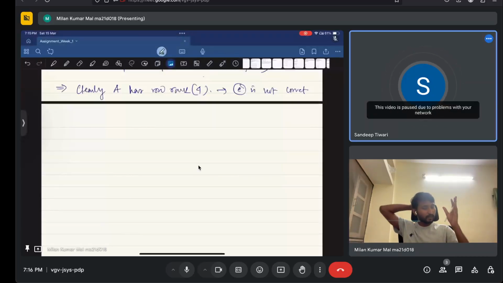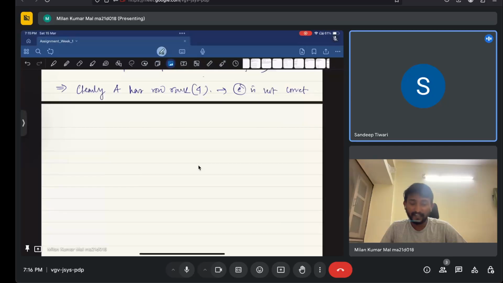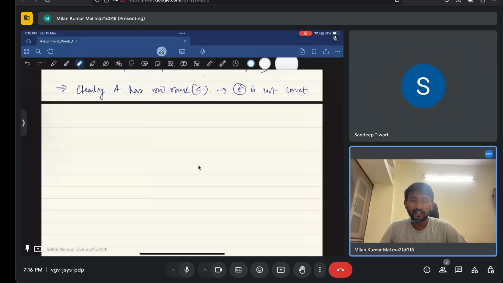Okay, but there is no other way, I think. Diagonalizable or not, that method I know, sir. Minimal polynomial is something you have to do from your own.